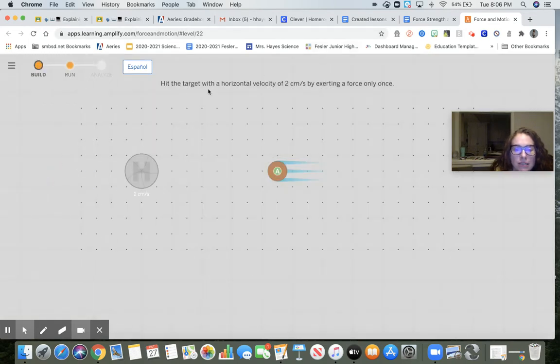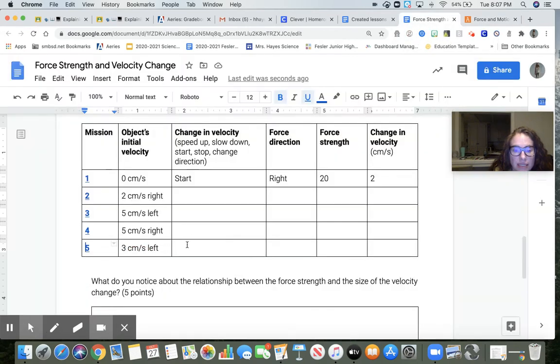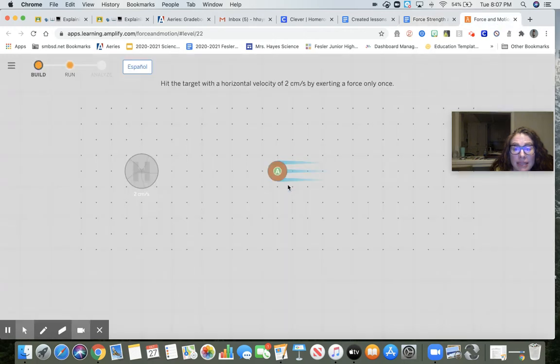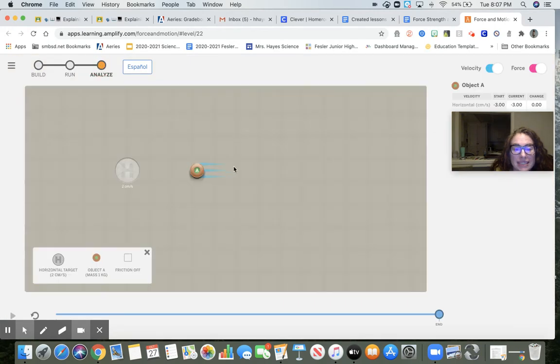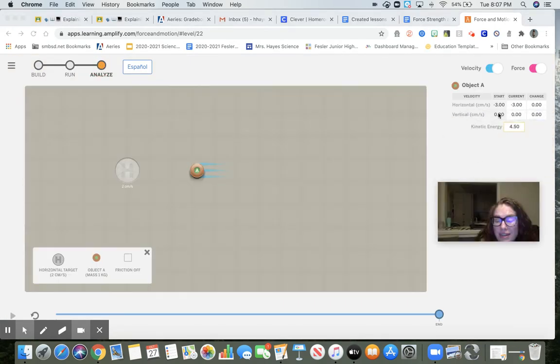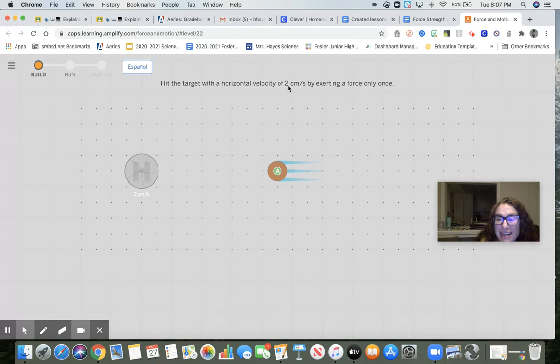Okay. So the mission is to hit the target with a horizontal velocity of 2. Okay, well, let's go look. What's the initial velocity? It's going 3 centimeters to the left. If I wanted to go 2, that means it would be, let me go. So when it says left, let me show you what that means over here. It means it's going -3. And our mission here is to get +2.